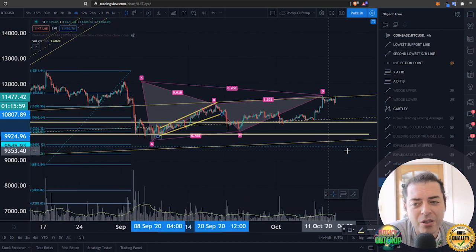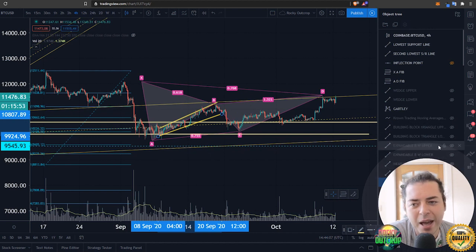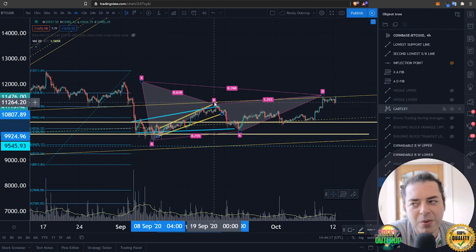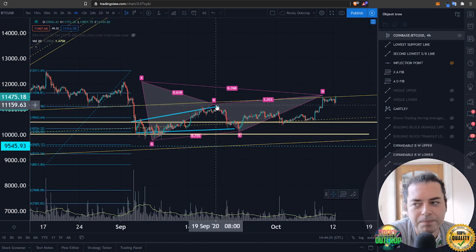Now, there are other things as well that are worth pointing out, and I suppose at this point here I could bring in the idea of the expandable broadening wedge. Now, this was a broadening wedge structure here which encapsulates the lows from after the drop down from the head and shoulders and the movement towards the top side here, and it's these blue lines. If I just hide my other building block wedge along the way here.